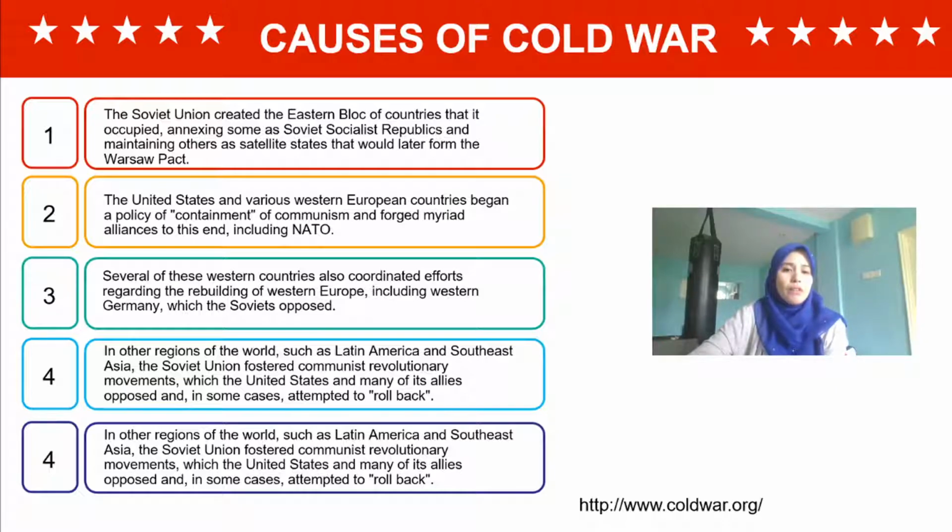And in other regions of the world, such as Latin America, South Asia, and Southeast Asia, the Soviet Union fostered communist revolutions, which the United States and many of its allies opposed, and in many cases attempted to roll back. So we do have, for example, Korea: we have North Korea and South Korea. It is due to this conflict. Until now, they are stuck in it.